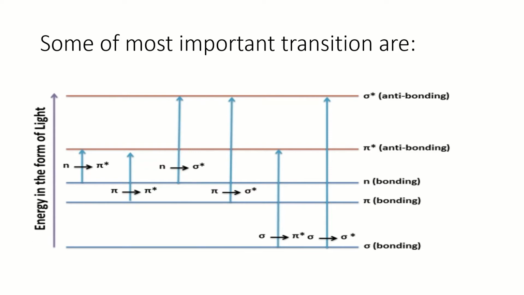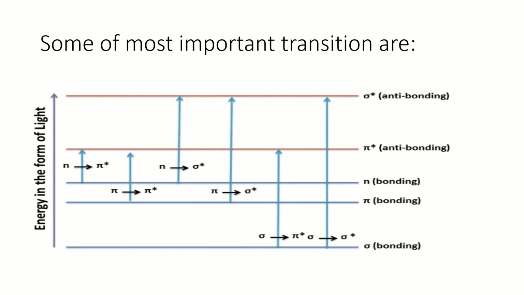And the next one is n to sigma star. N to sigma star is present in some compounds like oxygen, nitrogen, sulfur, and halo compounds. Its wavelength is longer than pi to pi star, but it's shorter than n to pi star. Its energy is more than n to pi star, and it is also present in sulfur and halo compounds.